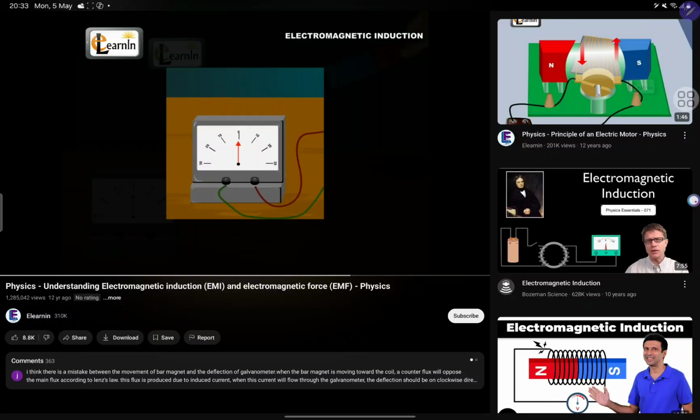Okay, that means to produce the induced EMF, the magnets have to be put away and pushed close to the wire in turns. See, you have to keep making it happen. Yeah, that's how it works.